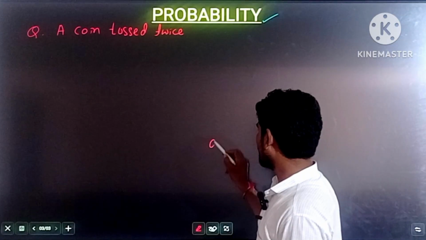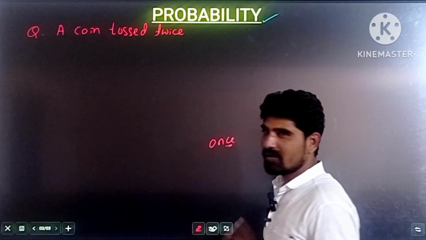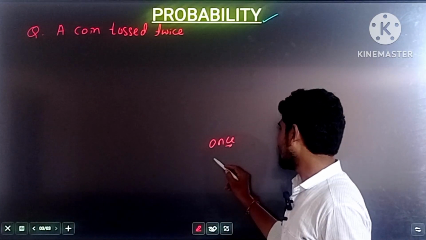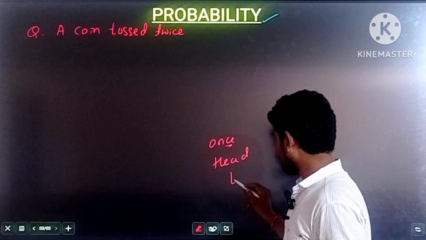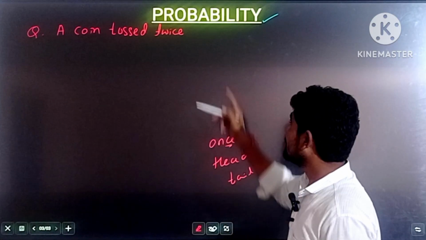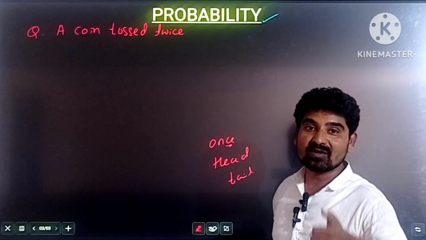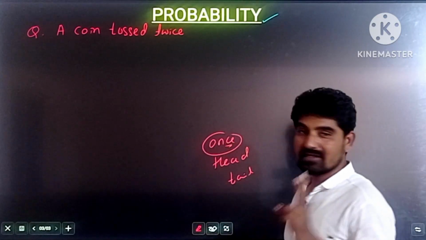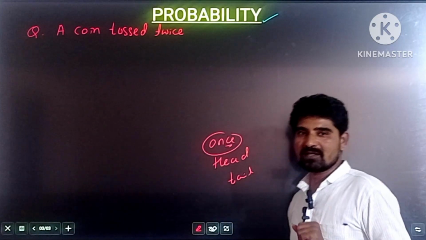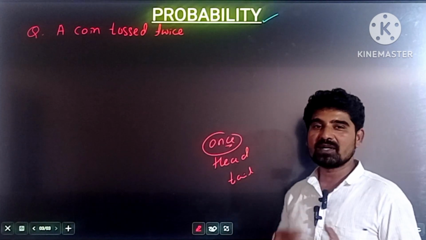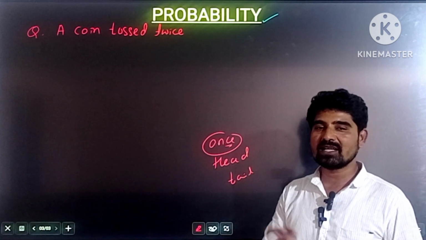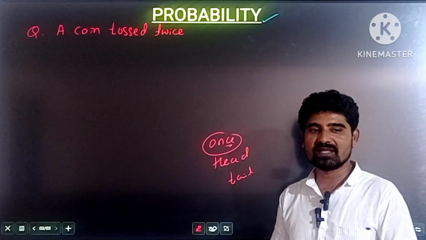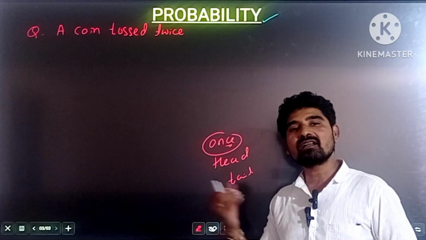When a coin is tossed once, we have two possibilities. Either that coin may show head or tail. So it means this experiment, tossing a coin once, has two possibilities, means two results. And also we cannot predict its results in advance. When a coin is tossed, we are not able to predict its results, whether that coin shows head or tail.